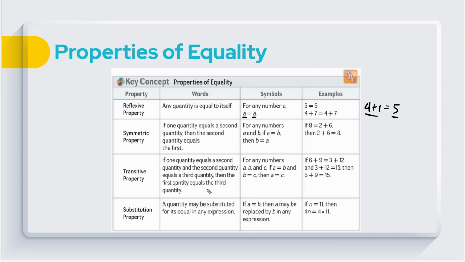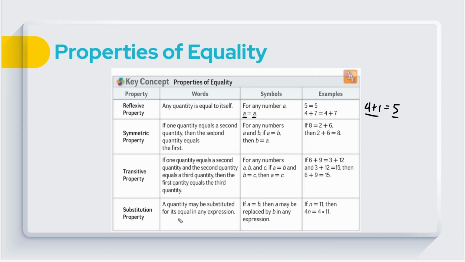Transitive property: if one quantity equals a second quantity and the second quantity equals a third quantity, then the first quantity equals the third quantity. Again, this is illustrated perfectly here. If A equals B and B equals C, then A must equal C.